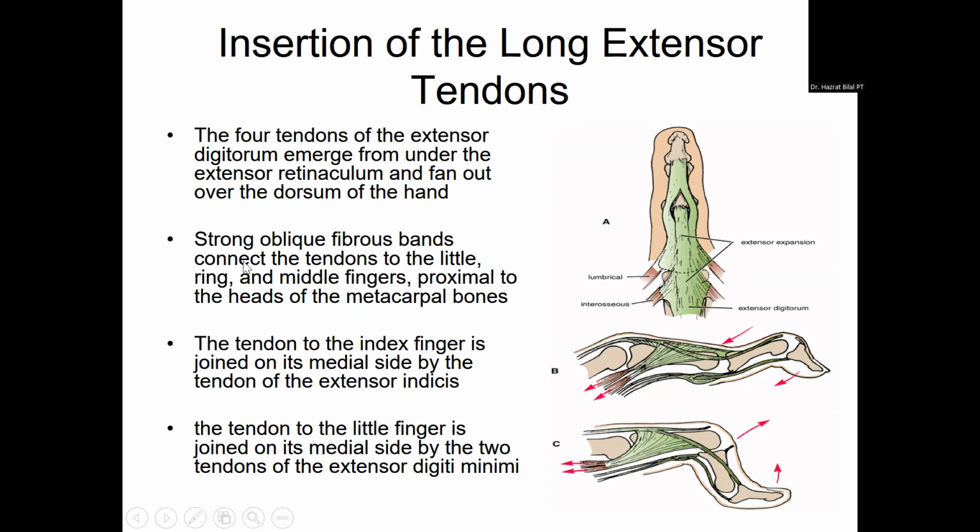Strong oblique fibrous bands connect the tendons to the little, ring and middle fingers proximal to the heads of the metacarpal bones. We have discussed in detail in the previous lectures what we mean by this oblique band, the sagittal band. These are the specific bands which keep the extensor tendon in its own place. So we are going to skip that. We have already done with that. The tendon to the index finger is joined on its middle side by the tendon of the extensor indicis. The tendon of the little finger is joined on its middle side by the two tendons of the extensor digiti minimi.